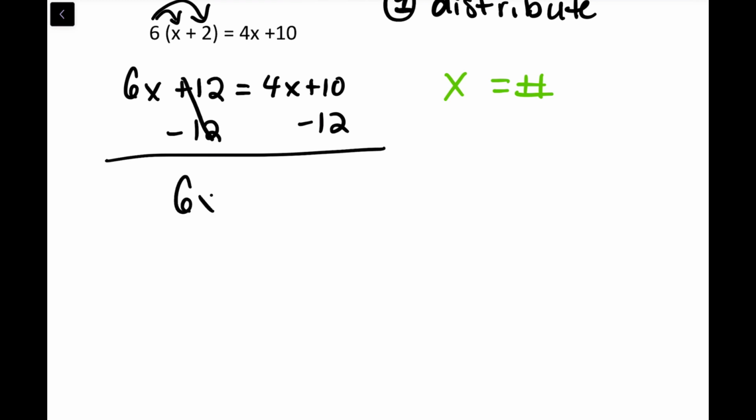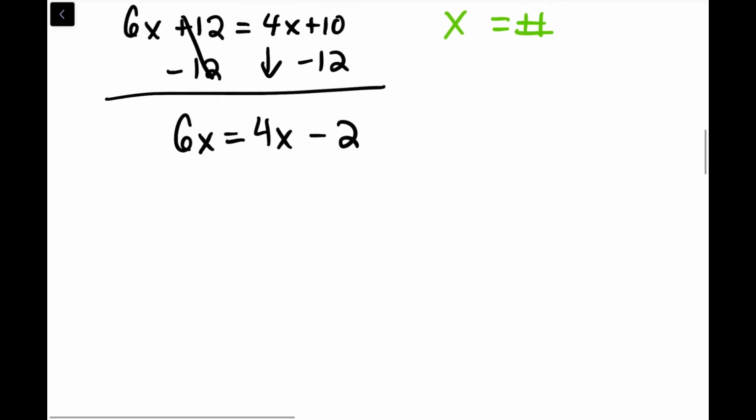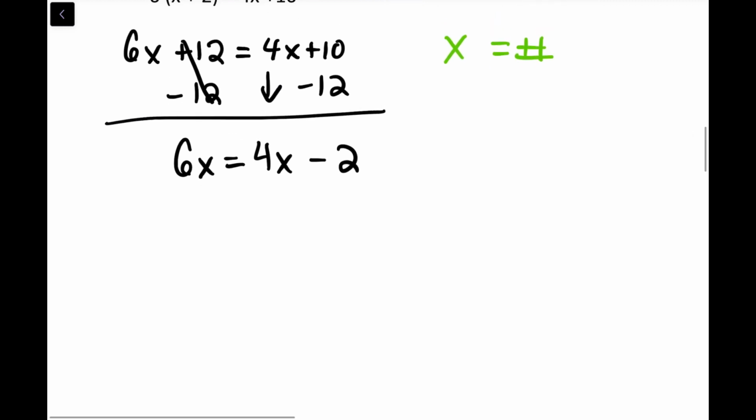So I just have 6x left on one side. I'll bring my 4x down because it's not compatible with a negative 12. And 10 minus 12 equals negative 2. So now I want to get this 4x to the other side and group it with that 6x. So this is a positive 4x. Don't be fooled because there's a negative sign here. That 4x is positive, so the opposite of adding 4x, I want to subtract 4x.